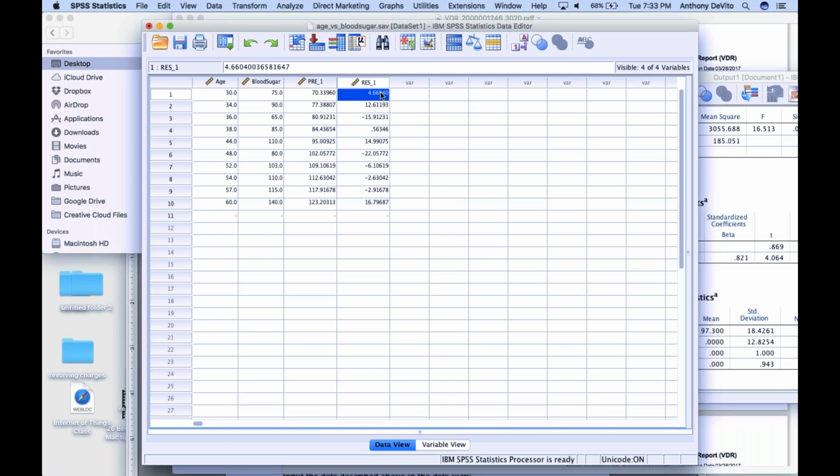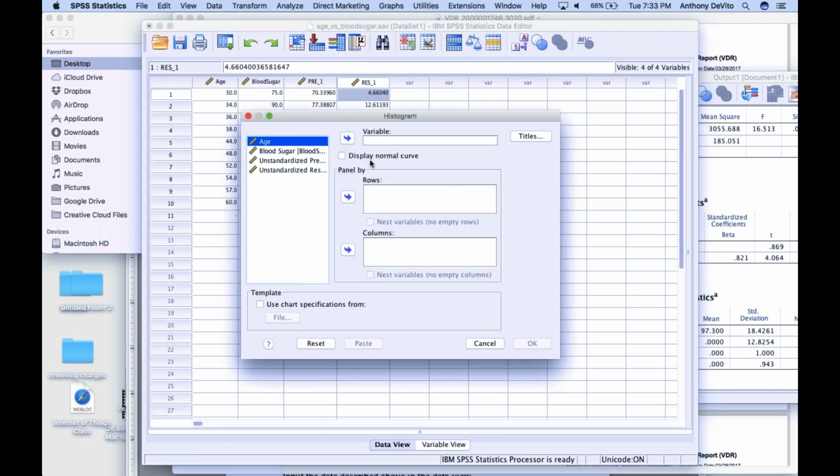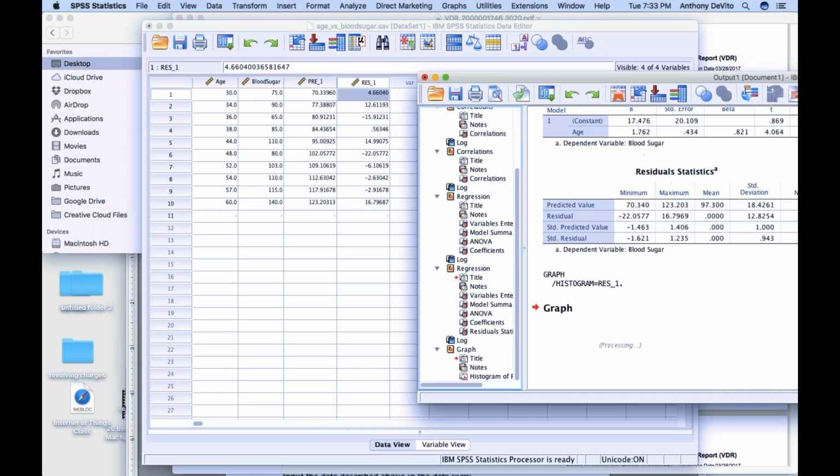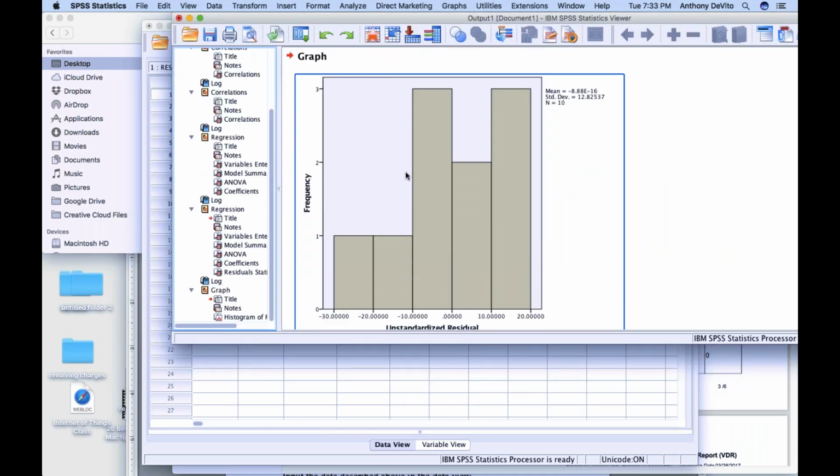Why is that of interest to me? Well, let me take another look at this. Let me go into Graphs, Legacy Dialogues, Histogram, and I want to find a histogram of the residual values. I'm going to click OK and see how that plot looks for us. Well, there are so few values in here that it doesn't really help me very much.